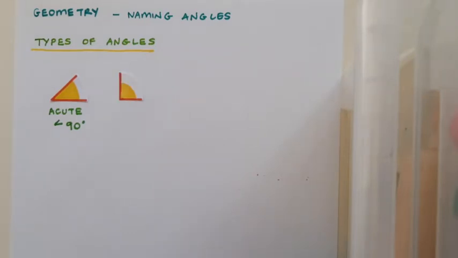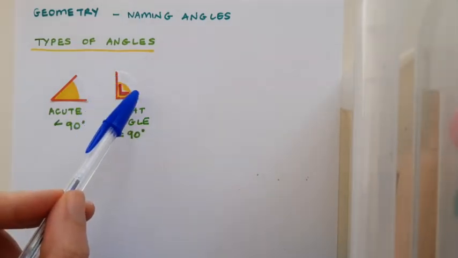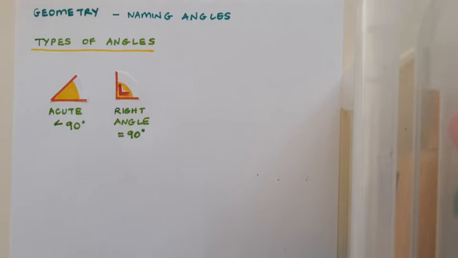The next type of angle is the right angle. And the right angle is equal to 90 degrees. Often you'll see a little symbol in the corner of an angle to confirm that it's a right angle. It might look like this or like this.